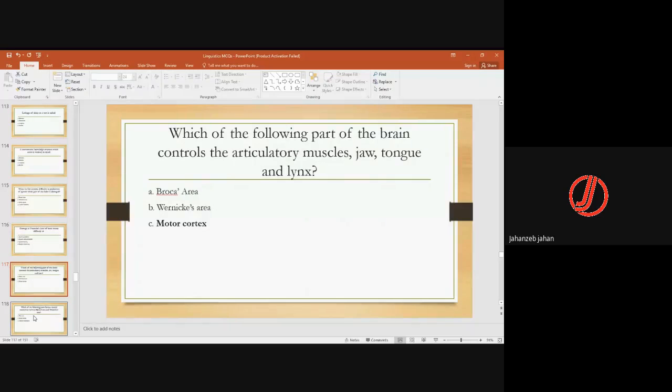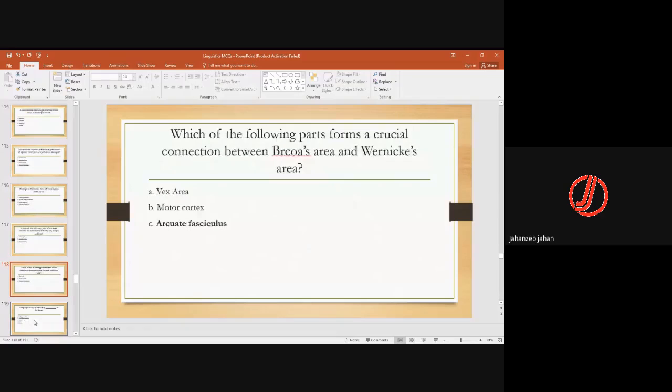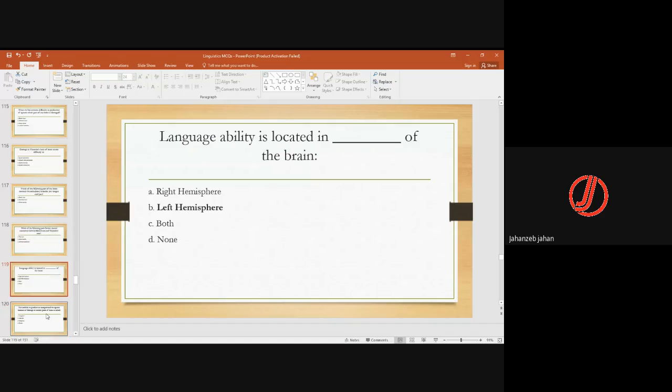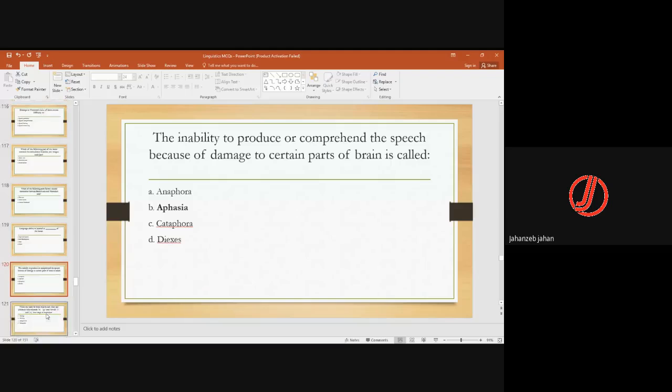मोटर कॉर्टेक्स क्या है basically? ये articulatory muscles, jaw, tongue और larynx, इनकी movement को control करता है. And arcuate fasciculus ये क्या है? ये वो fibers हैं, ये wires हैं जो Broca's area और Wernicke's area को connect करती हैं. Language is located in the left hemisphere. The inability to produce speech or comprehend speech is called aphasia, i.e. Broca's aphasia, Wernicke's aphasia.